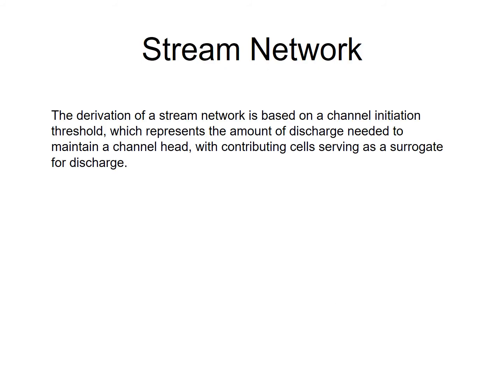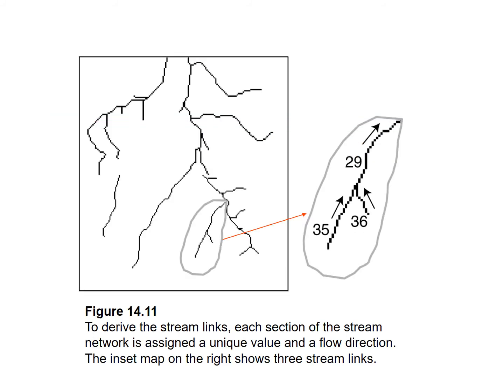Stream networks, the derivation of stream network is based on the channel initiation threshold. In other words, you say when X number of cells drain to a point, that point no longer becomes just an area where things are draining to, it actually becomes a stream. This just illustrates that a little.